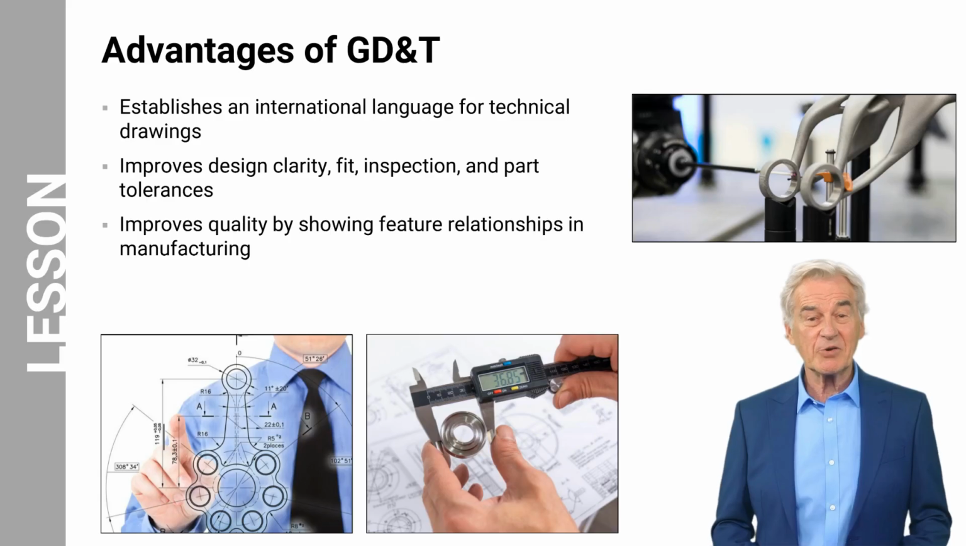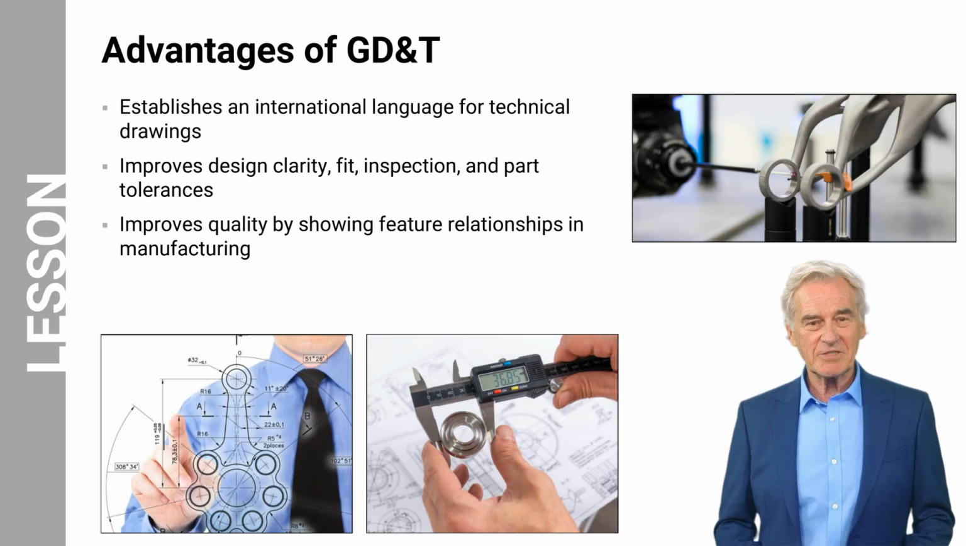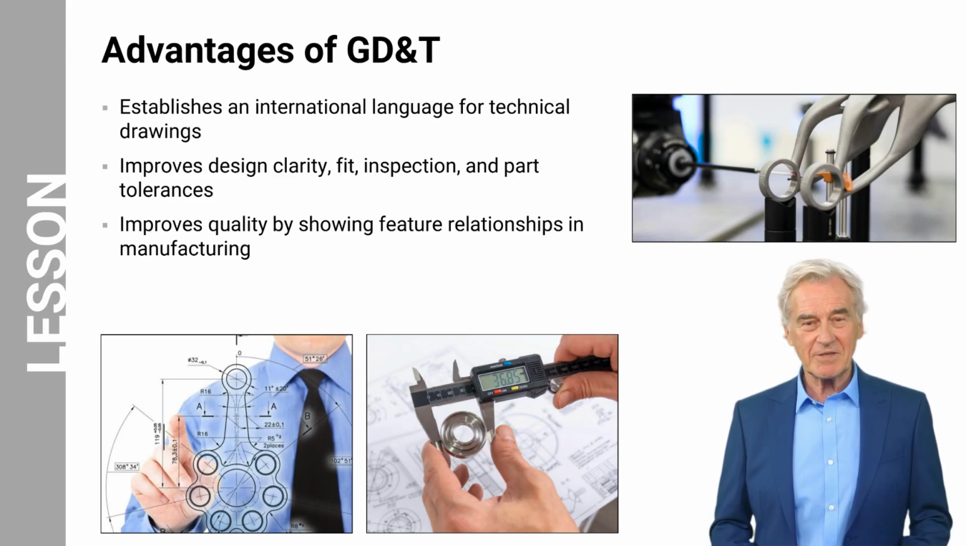GD&T provides an international language for reading technical drawings, which is a significant improvement over the traditional methods. Previously, technical drawings included numerous notes that have now been replaced by GD&T symbols. GD&T also offers greater design clarity, improved fit, better inspection methods, and more realistic part tolerances in the technical drawings of parts. Lastly, GD&T is also able to show how features relate to one another, therefore improving quality when manufactured. Overall, GD&T provides companies with a quick, simple, and standardized way to communicate highly technical and specific product design information.